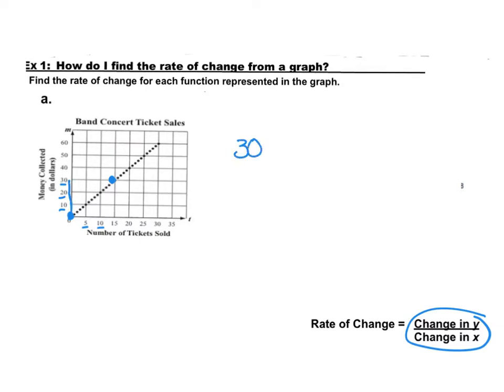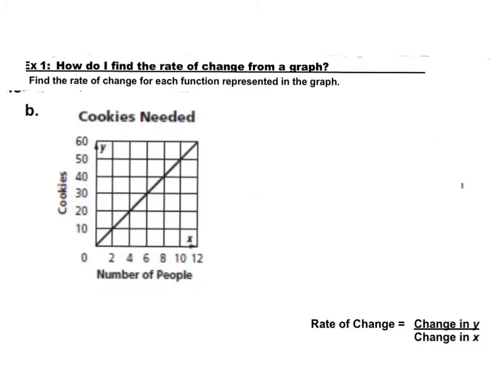So my change in the y all over the change in the x. I'm going over now by 5s: 5, 10, 15. And we can simplify that. 30 divided by 15 is 2. And then it's going to be dollars per ticket. So for every ticket that is sold, it's going to cost $2. All right, so let's take a look at the next one.